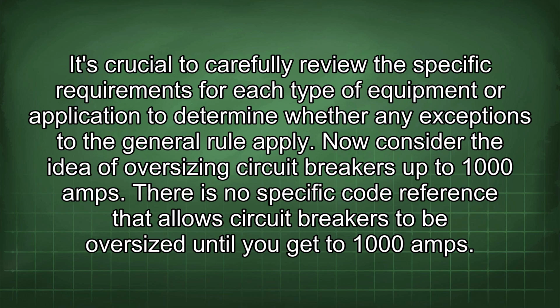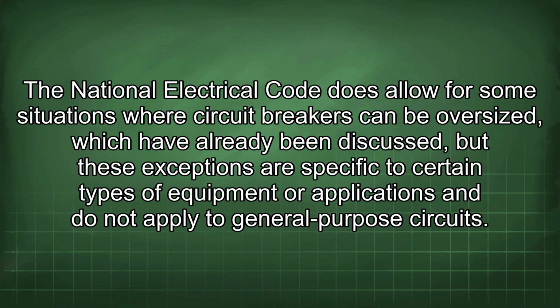It's crucial to carefully review the specific requirements for each type of equipment or application to determine whether any exceptions to the general rule apply. Now consider the idea of oversizing circuit breakers up to 1000 amps. There is no specific code reference that allows circuit breakers to be oversized until you get to 1000 amps. The National Electrical Code does allow for some situations where circuit breakers can be oversized, which have already been discussed, but these exceptions are specific to certain types of equipment or applications and do not apply to general-purpose circuits.